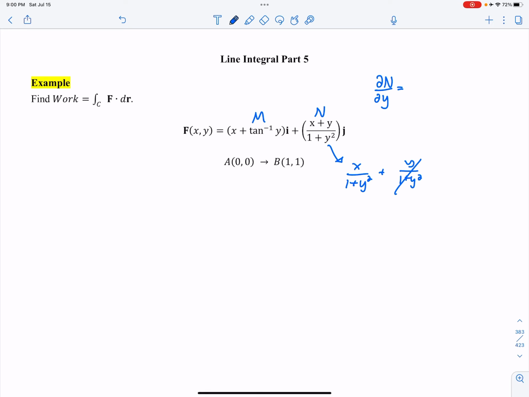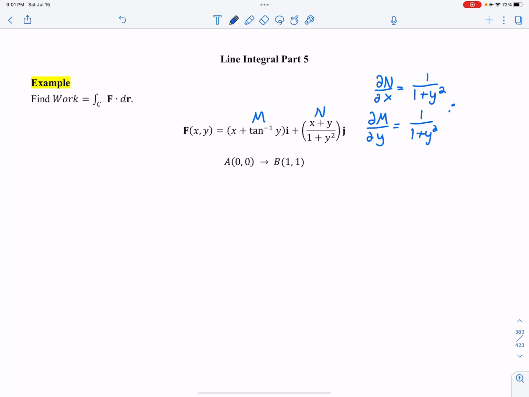That's just 0. When it comes, I'm doing the wrong here. This should be x. When it comes to x, that's going to go to 0. But this one's just going to go to 1 over 1 plus y squared. It's kind of nice, because that's the constant in front of x. All right? So we have that. We also need the partial of m with respect to y. The x is gone. Inverse tan gets me exactly what we need. Therefore, f is conservative.